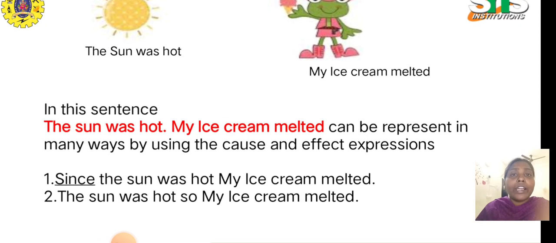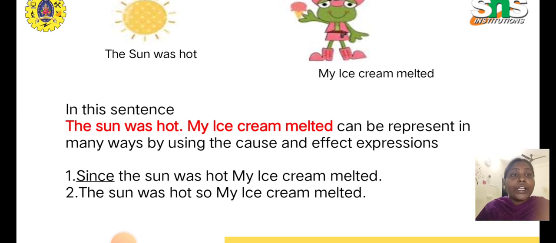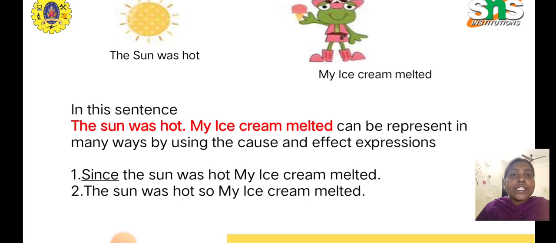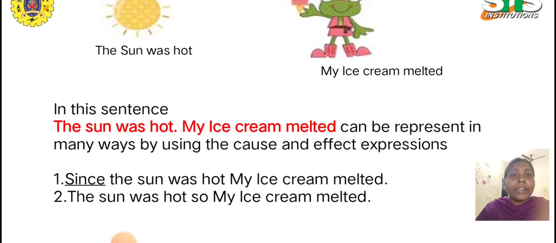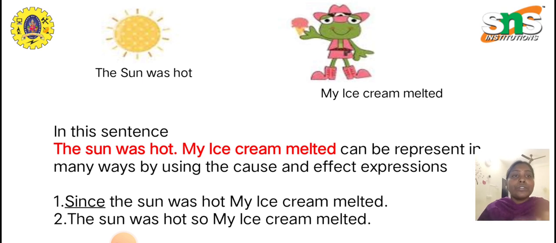So here I have another sentence. I have given a lot of examples to understand the topic in a better way. The sun was hot, my ice cream melted. You can see the connectivity of this sentence with the picture also. So since the sun was hot, my ice cream melted. My ice cream melted because the sun was hot. Or else the sun was hot, consequently my ice cream melted.